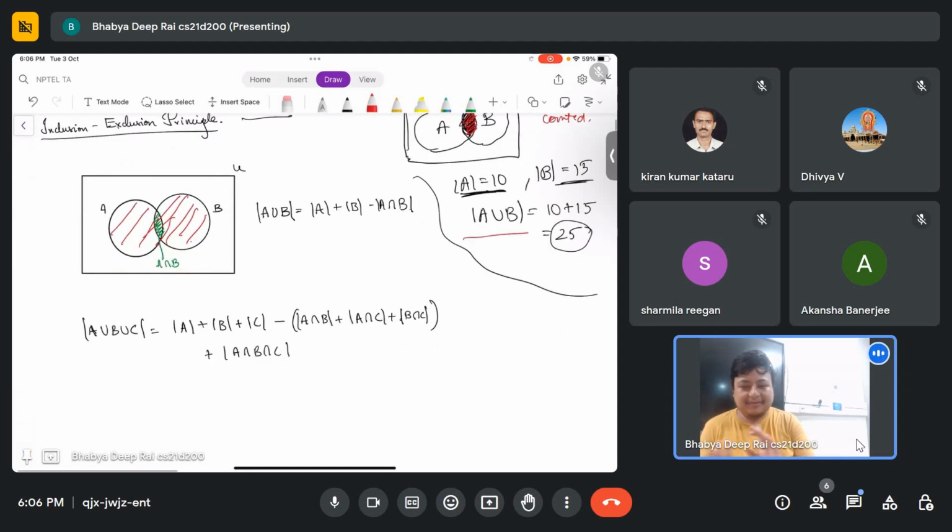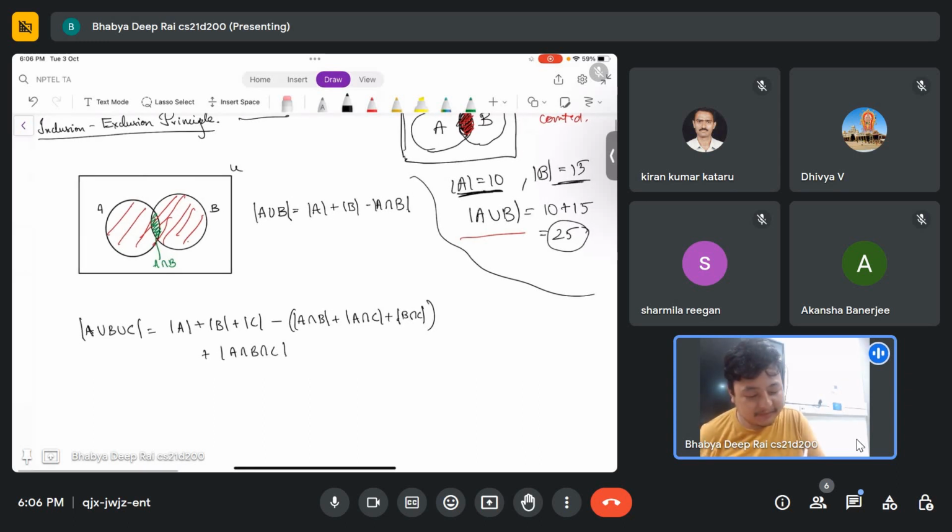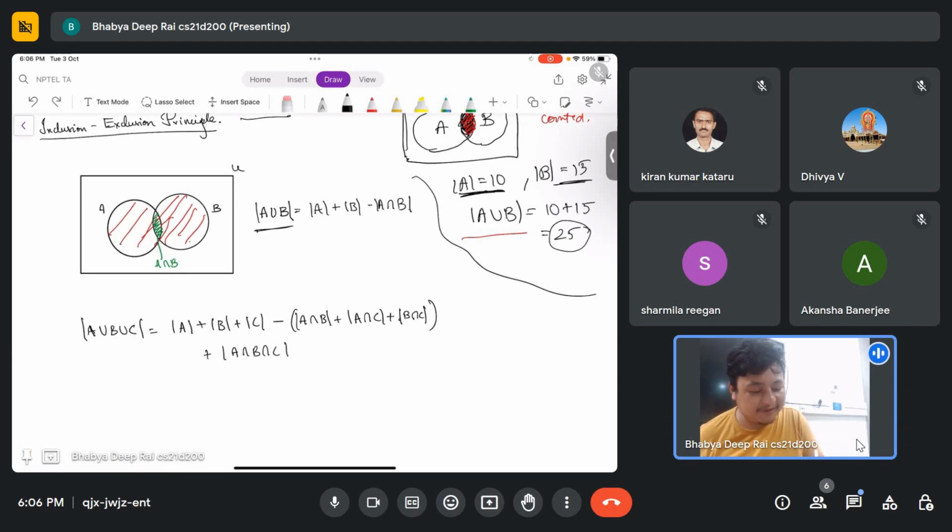Now let us look at the simple inclusion exclusion principle on two sets. Let's say there are two sets A and B, and this green area, as you can see, is A intersection B. So what is the size of A union B? It is size of A plus size of B minus size of A intersection B. This removes the overcounting. Since you are counting the green area twice, I'm removing it once to make it proper.